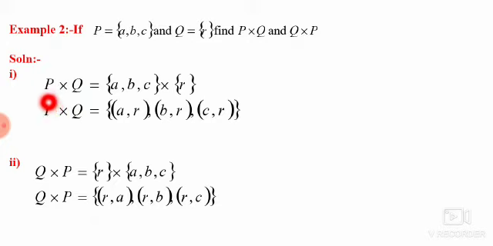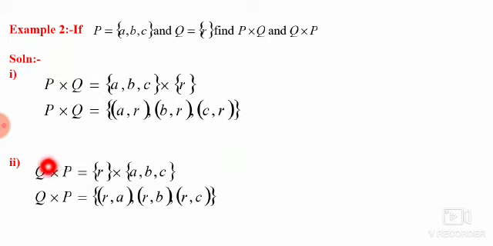Now let me find out what is P cross Q. P is a set containing the elements a, b, c, cross Q, a set containing singleton r. Therefore, P cross Q is equal to the first element of the first set ordered pair with the element of the second set. Therefore, (a, r), (b, r) and (c, r). These are the elements of the set P cross Q. That is the Cartesian product between the two sets P and Q.